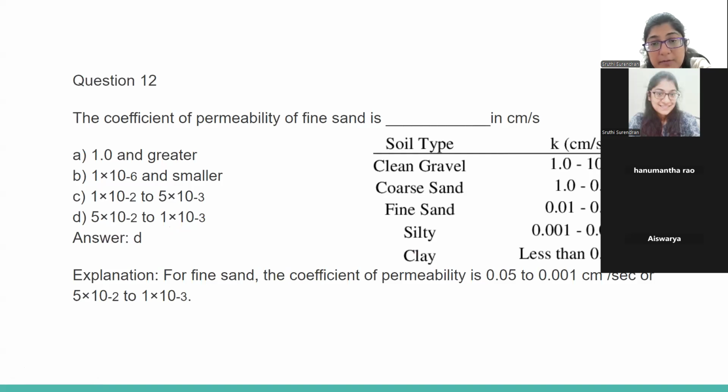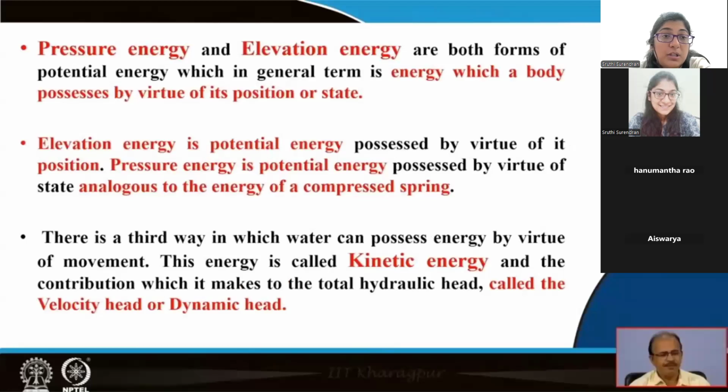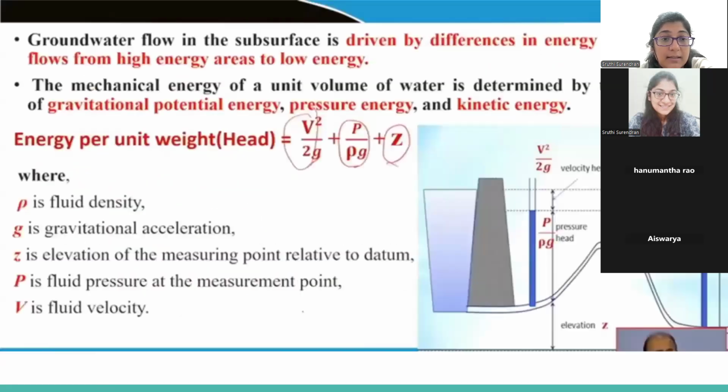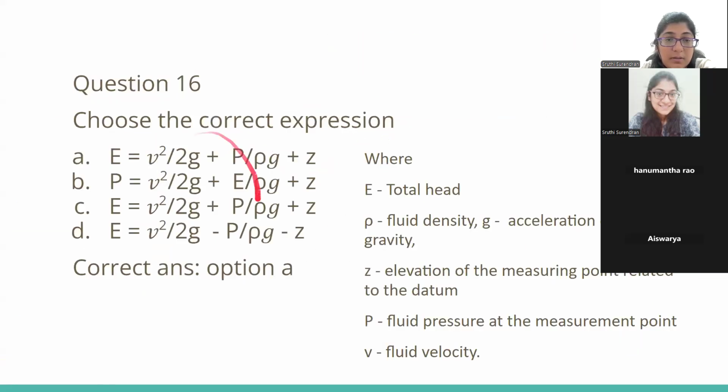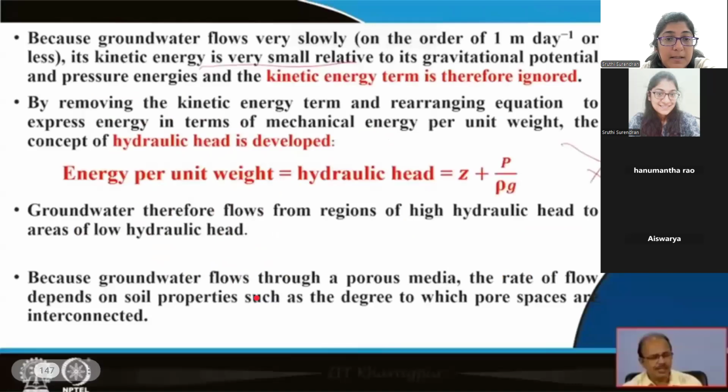Then what is the permeability for different types of soil? This is easy to learn. Again, if it's something you need to keep in mind, figure out a way to remember it. Then another important portion is pressure energy, elevation energy, dynamic head or velocity head, and the relationship, this equation. What is energy? V square by 2g. This is velocity head, pressure head, elevation head. So questions giving these expressions can come.